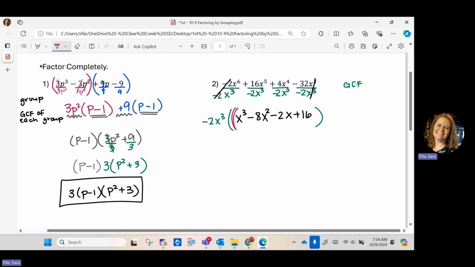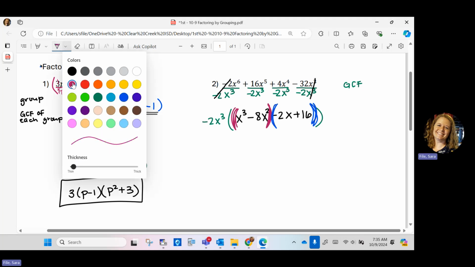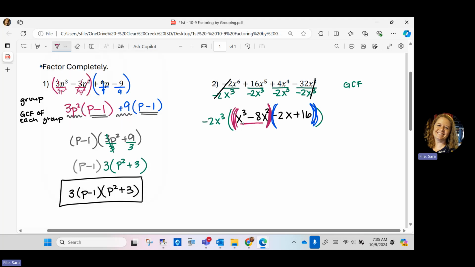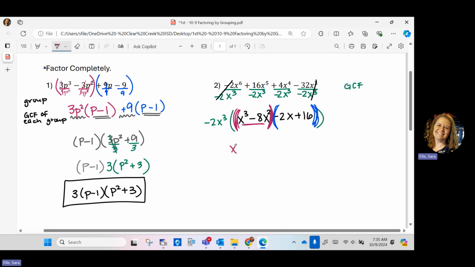Okay, now I'll do my grouping. So I'll put the first 2 terms together. And I'll put the second 2 terms together. So in the first group, in the maroon or red, whatever color you want to call that, what is the GCF here? No number, right? Because the x cubed is just a coefficient of 1, but they both have x. So what can I take out? I can take out x squared from both of those. So if I factor out an x squared, that's going to leave me with x minus 8.